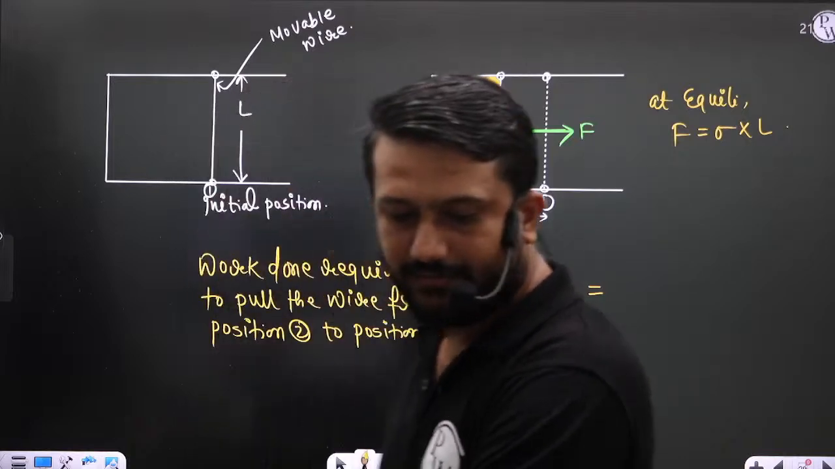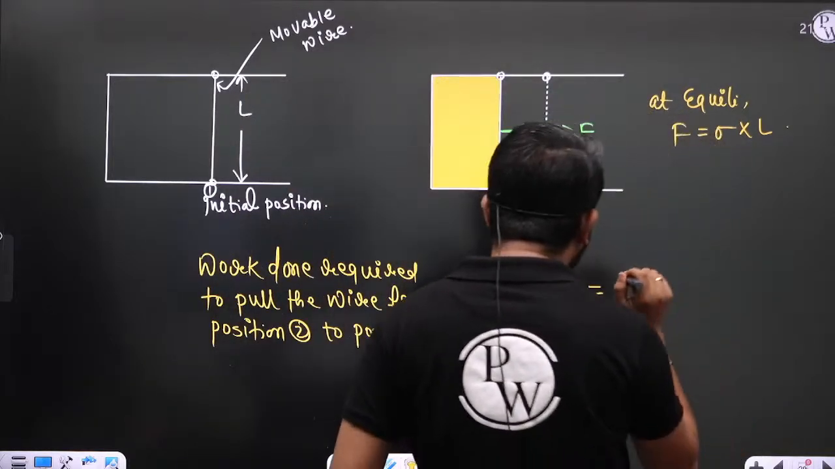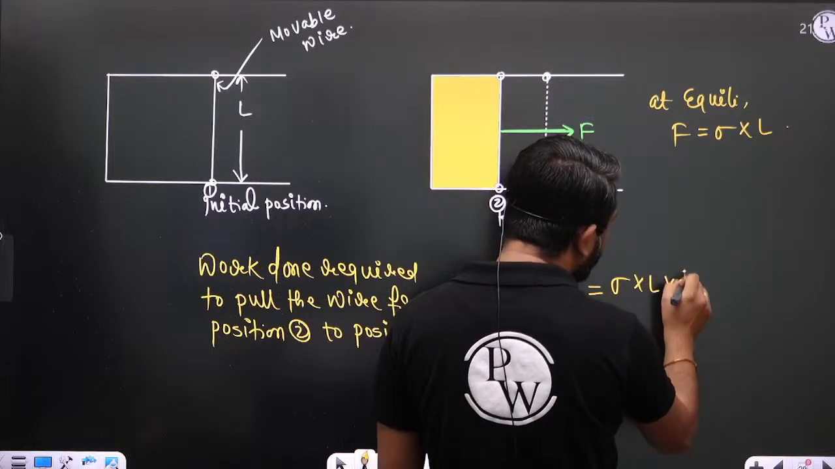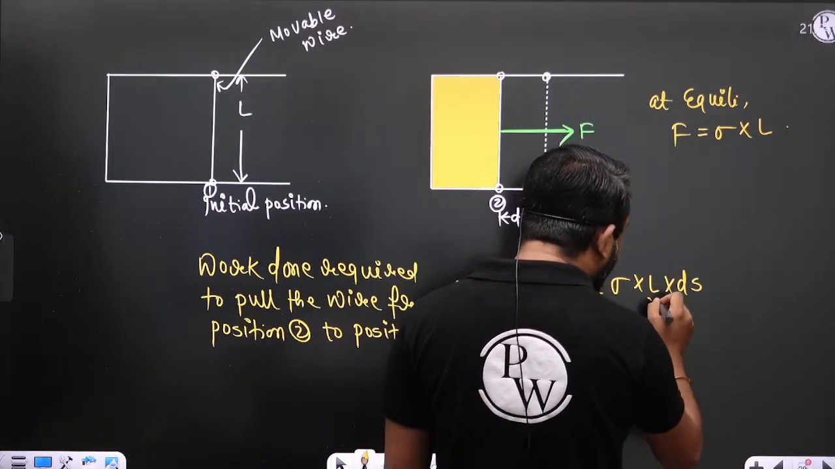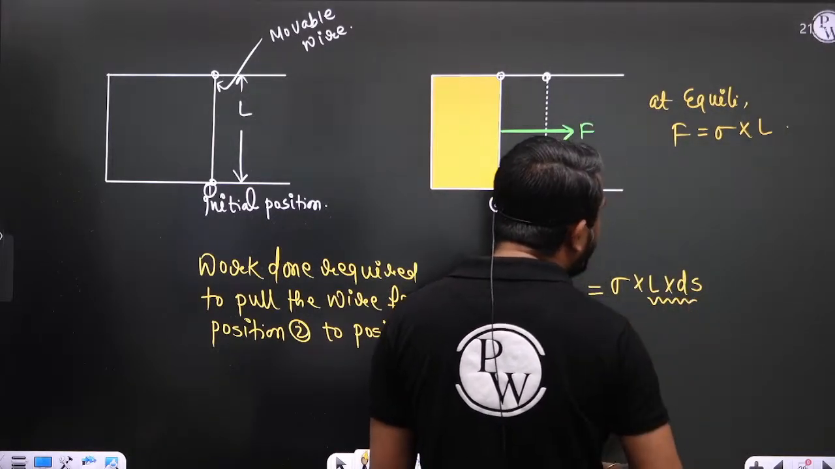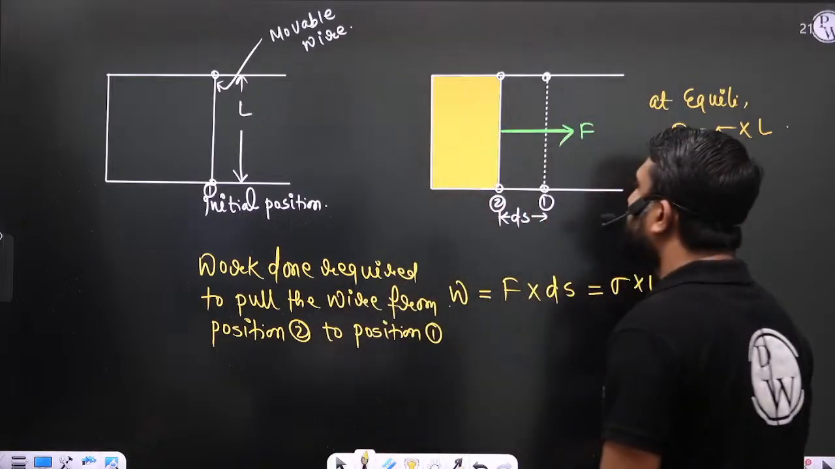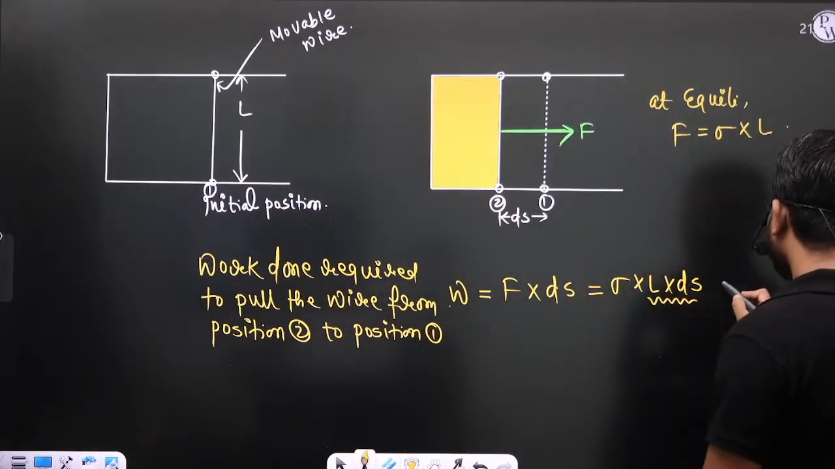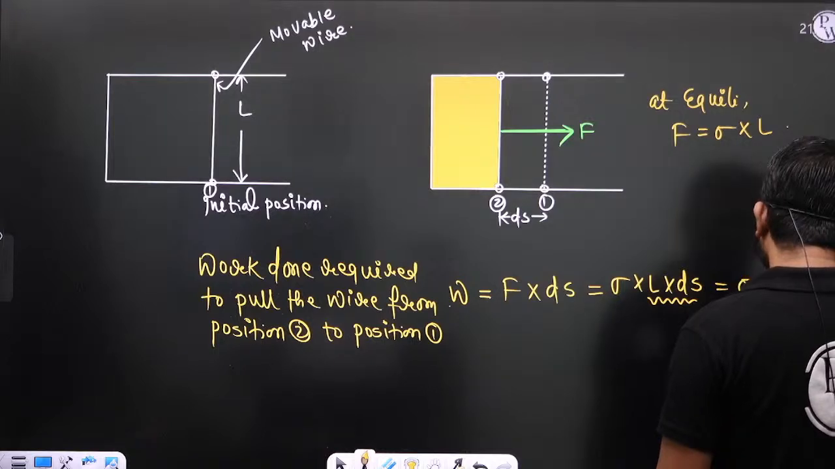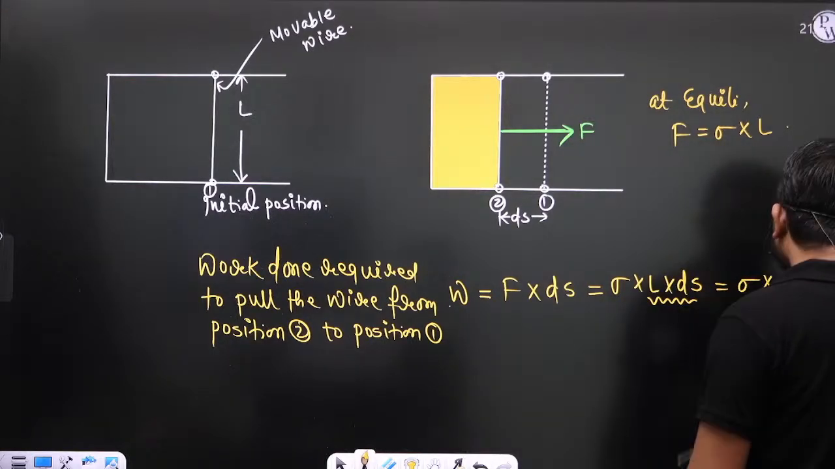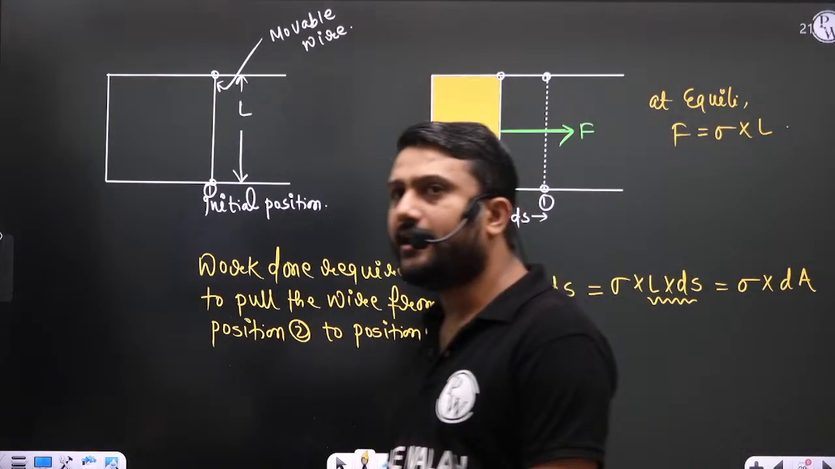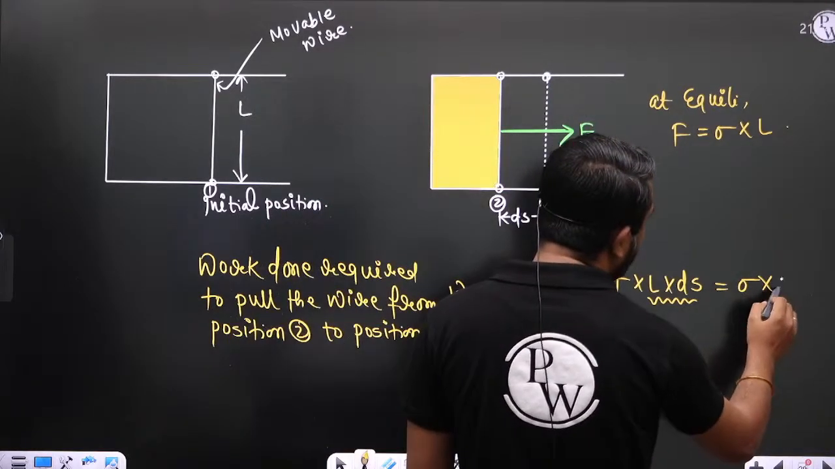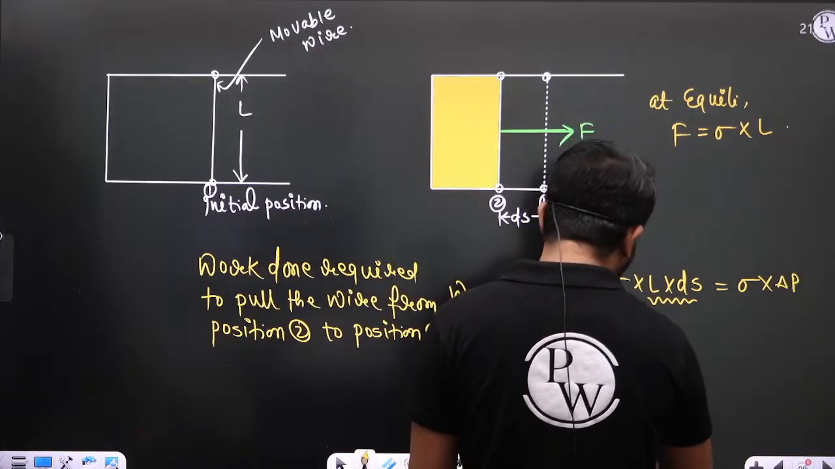Is it fine? Is it okay? Now, F multiplied by ds. So F is nothing but sigma multiplied by L into ds, right? And this L into ds is nothing but delta A. This is nothing but sigma multiplied by delta A, the change in the area.